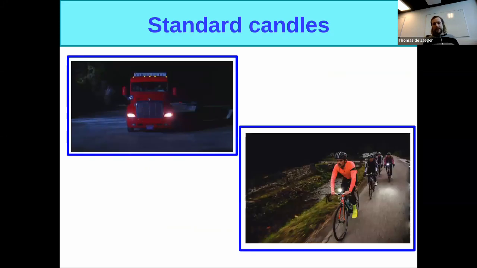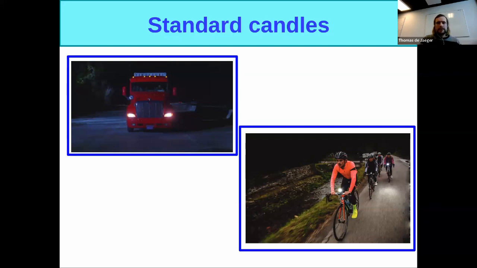For example, here, 2 cases: you have a truck, so the lights are very, very bright, but it's far. And if you have a bike with a small light, it can be close, and the light will be fainter. So this means that if you don't know the intrinsic brightness, if you don't know the property of your object, you cannot measure distances. So you need to know perfectly what the object is and its intrinsic magnitude.